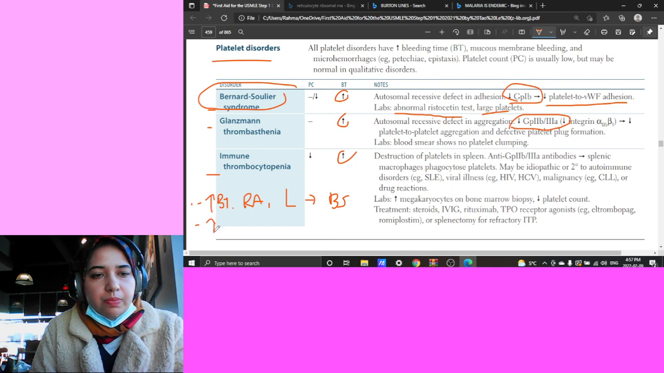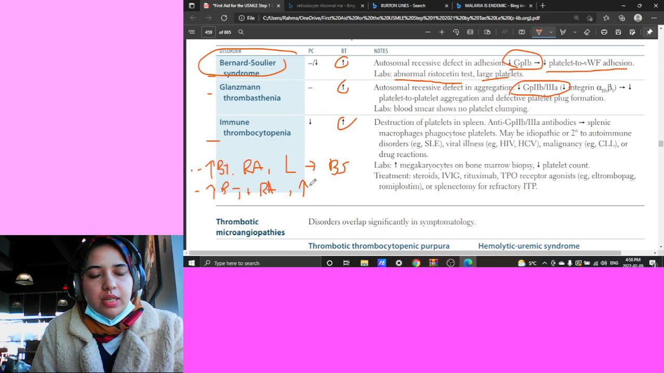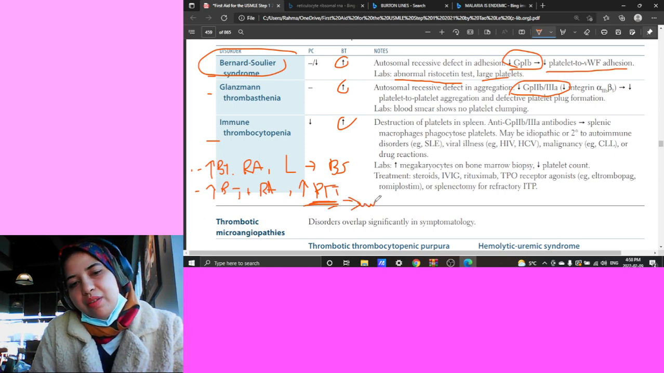If we have increased bleeding time plus abnormal ristocetin, but I have increased intrinsic with it, so that's PTT, then I'm dealing with von Willebrand factor. Why? Because von Willebrand carries factor 8, and factor 8 is part of the intrinsic system, and the intrinsic system is PTT.